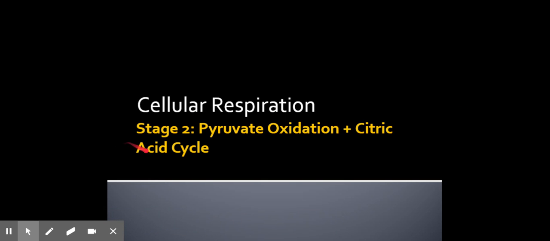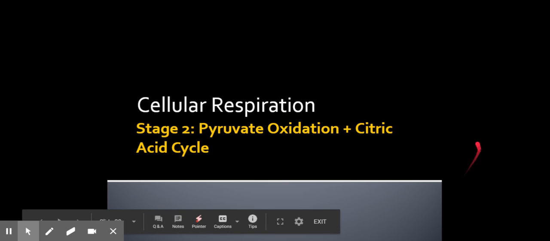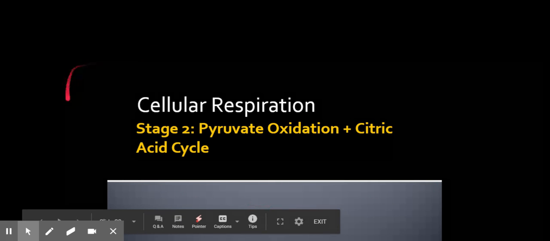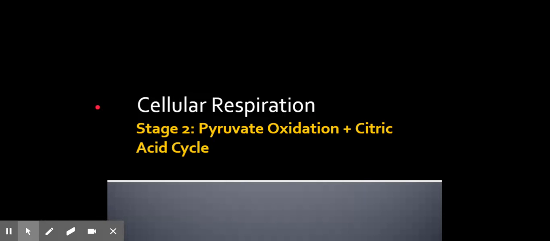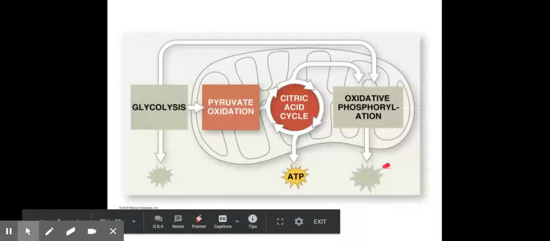Hey everyone, I'm going to go through our next stage, which is called pyruvate oxidation and the citric acid cycle. This is going to be the phase after glycolysis, and it is going to occur in our mitochondrial matrix.